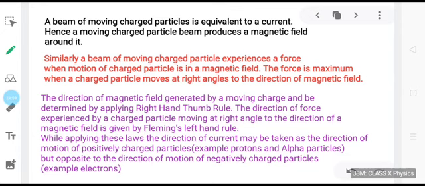While applying these laws, the direction of current may be taken as the direction of motion of positively charged particles, whether it is protons or alpha particles, but opposite to the direction of motion of negatively charged particles, for example, electrons.